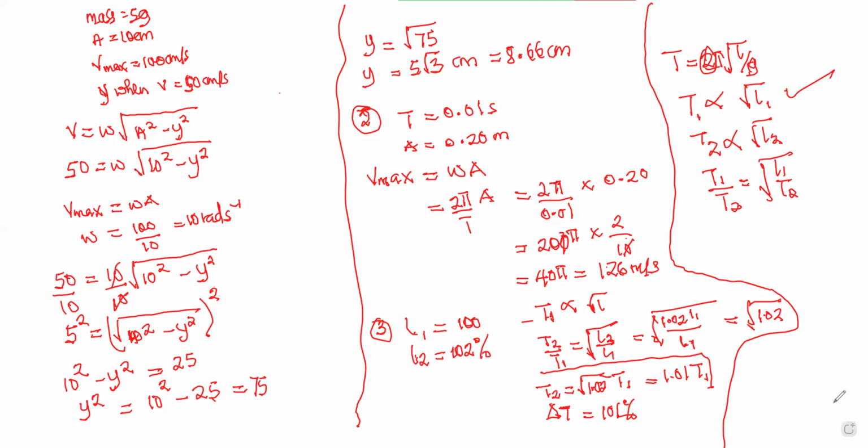Yes. Question 4, the same thing, the same concept. If the period of oscillation of mass m is 1.0 seconds, then when the mass is changed to 4 times the initial value, meaning the new mass is 400% of the initial value, what will be the period?